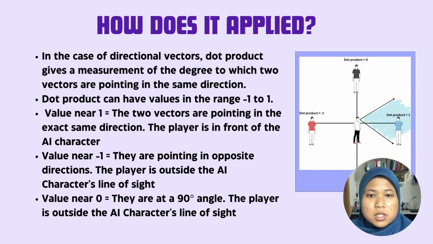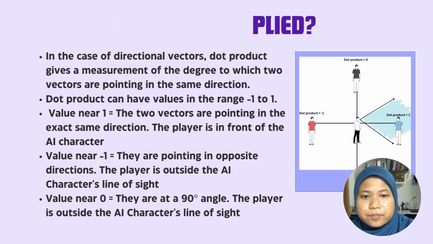Moving on to the application, let us say that the AI forward vector and the vector to the player are as shown. Now, we need to normalize both of them.